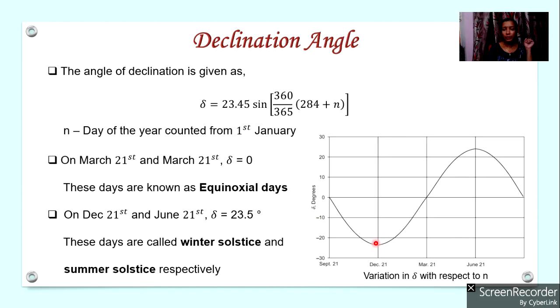And on December 21st and on June 21st, the value of declination angle is the maximum, that is 23.45 degree or 23.5 degree. On December 21st, it is minus 23.5 degree. That is the maximum value. And this day, December 21st, is known as winter solstice. And on June 21st, delta is positive 23.5 degree. And this day, June 21st, is known as summer solstice.